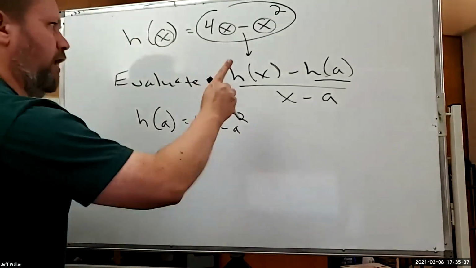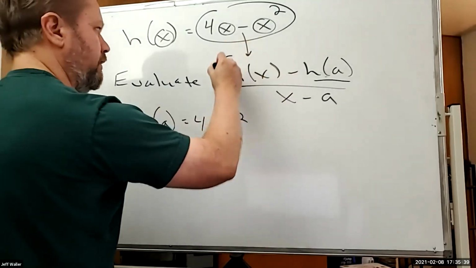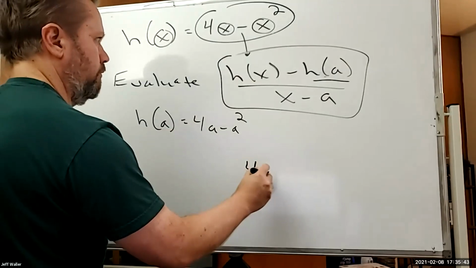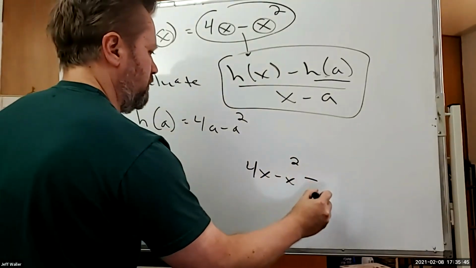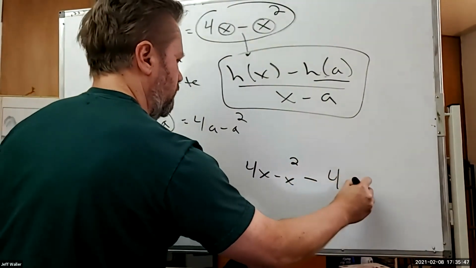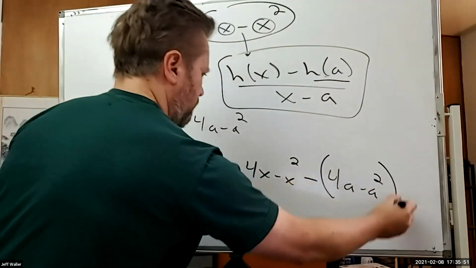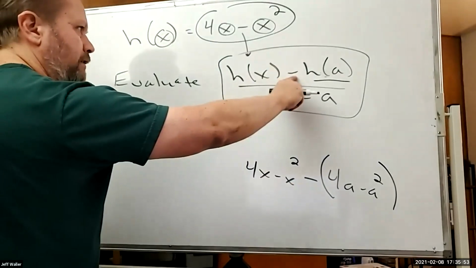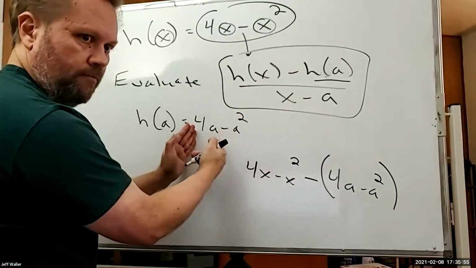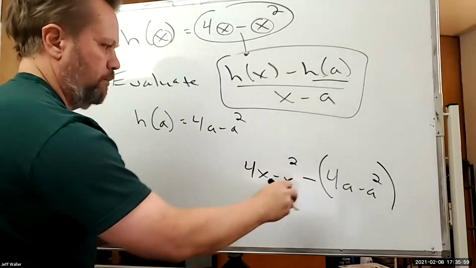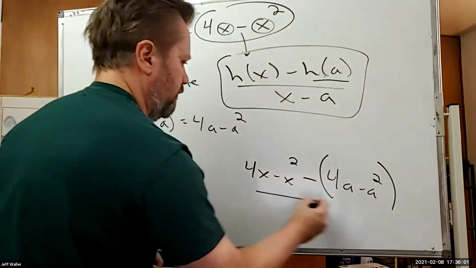Now, here's the thing you got to be careful about. So I want to evaluate this expression. So I'm going to put h of x here. Now here's the mistake people make. I want to subtract h of a. There, now I'm subtracting h of a. Before I was subtracting a piece of h of a. So people forget these parentheses here.